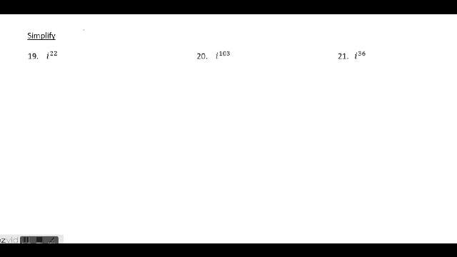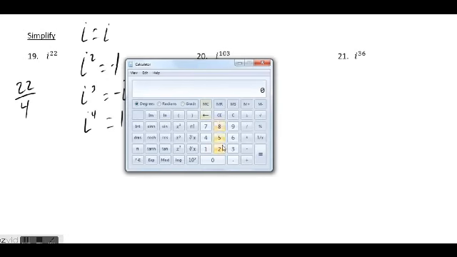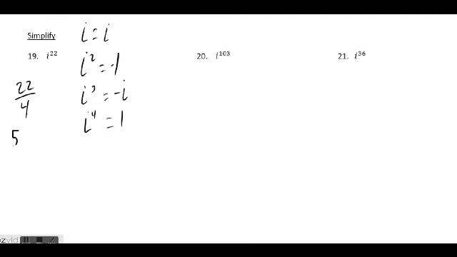Remember I was telling you guys there's four, think about it as just four pieces. i equals i, i squared equals -1, i to the third equals -i, i to the fourth equals +1. Grab your calculator and do 22 divided by 4. On my little cheap calculator, 22 divided by 4 equals 5.5. The 5 means it runs through all four of these 5 times. It cycles through 5 times.